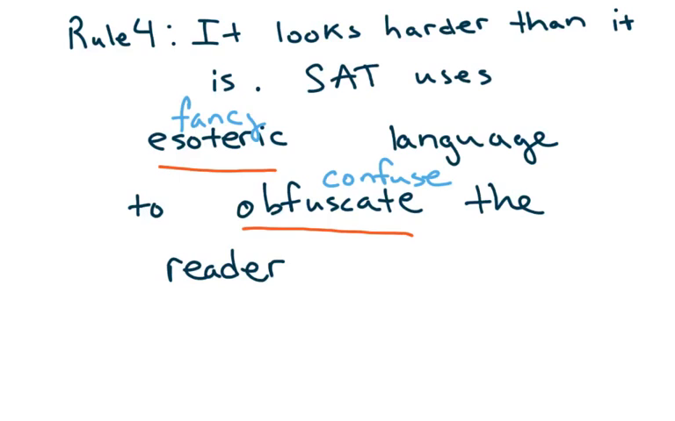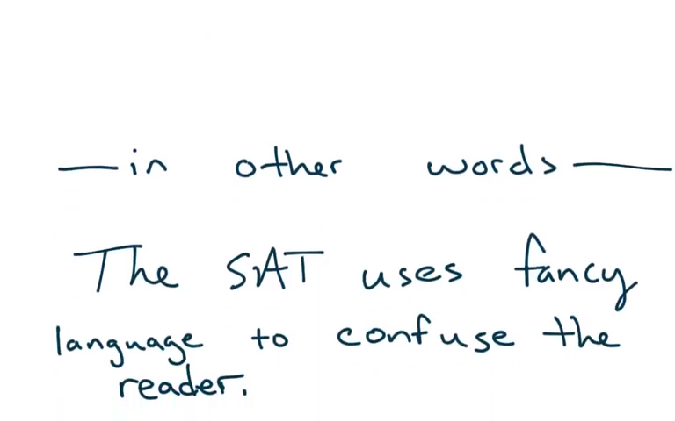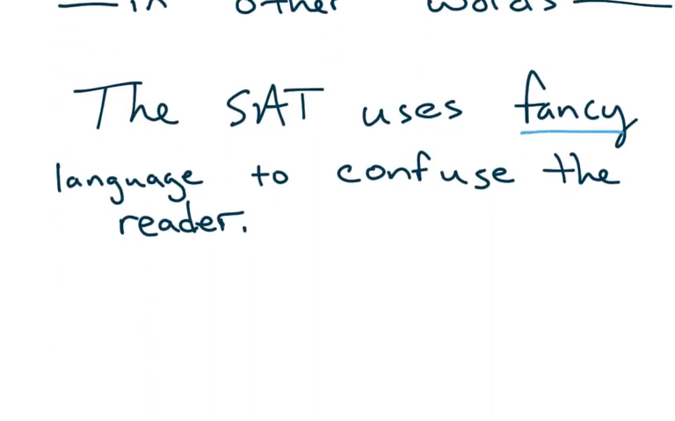And esoteric means a particular language, something that is very precise. And obfuscate means to confuse. So these are the words. In other words, the SAT uses fancy language to confuse the reader. And you don't need to know vocabulary. You don't need to know what they're talking about.